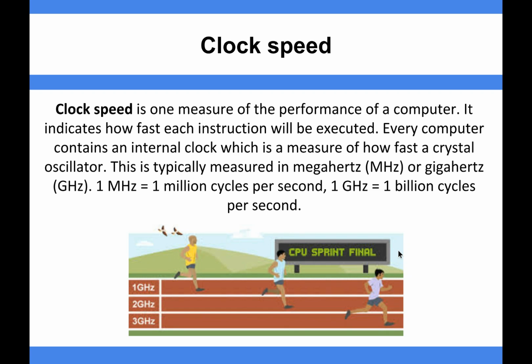So there's another measure you need to look at: clock speed. Clock speed is a measure that indicates how fast an instruction will be executed. Every computer, every CPU contains an internal clock, which is a measure of how fast a crystal oscillates. You've got a crystal inside your CPU that oscillates, which basically wobbles. So this crystal is wobbling, and on every wobble, things move.